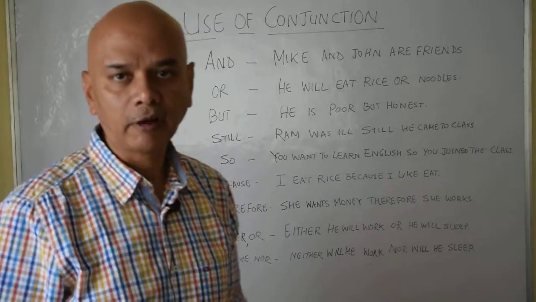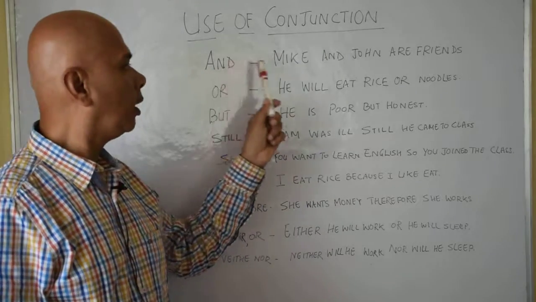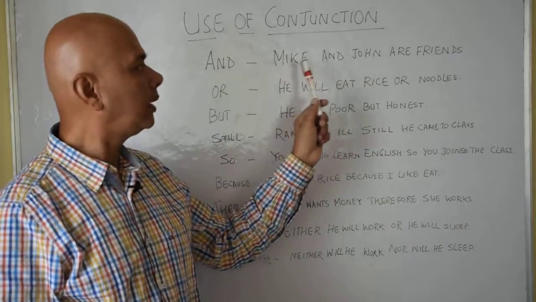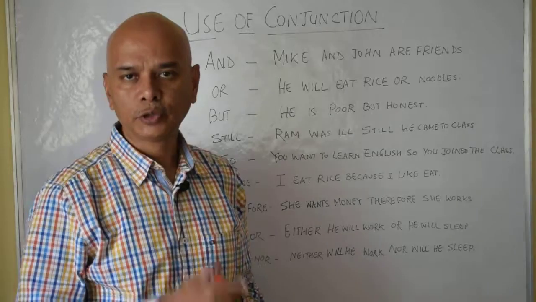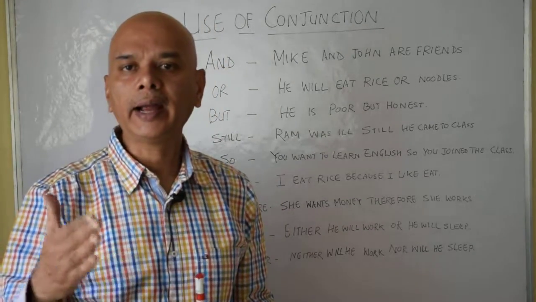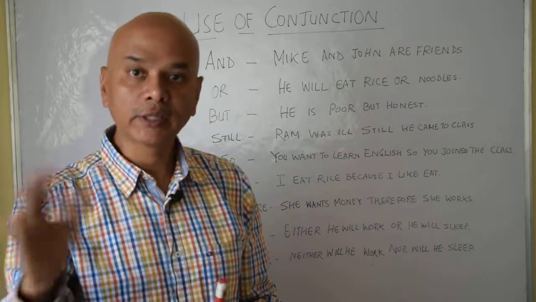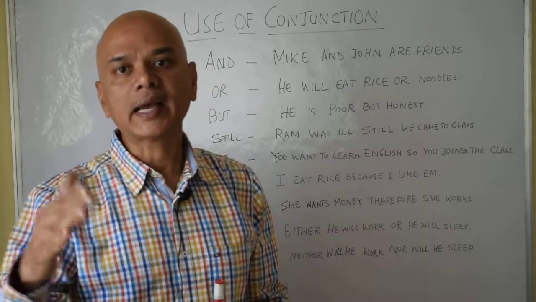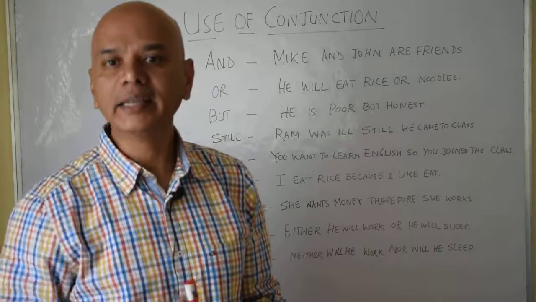Let us take the example of conjunctions. And is a conjunction. Mike and John are friends. Two people. If there are more than two people: Mike, John and Mohan are friends. So and will come before the last object. I eat rice and dal. I eat rice, dal and curry.